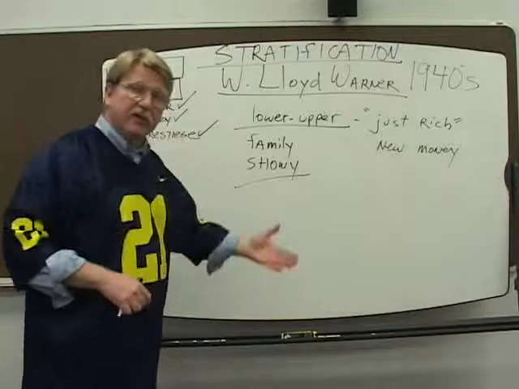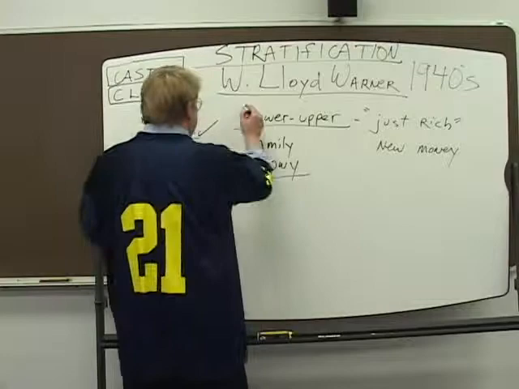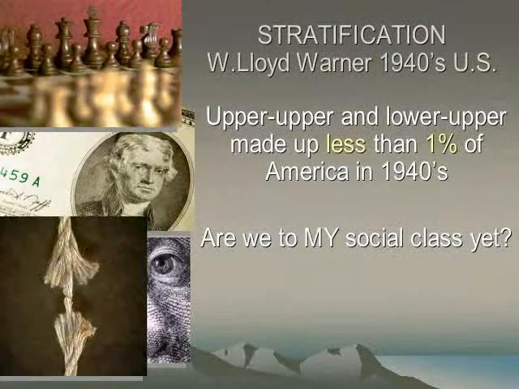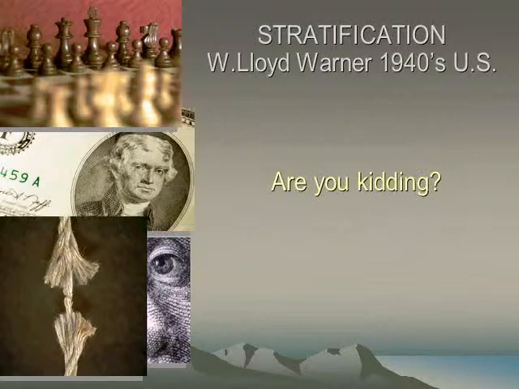The next, and these two groups together, by the way, the lower upper and the upper upper, how much of the population do you think they make? In the 1940s, they made less than 1% of the population. Has that gotten better or worse or different since the 1940s? Has the money become more concentrated in that group, or has it become less concentrated? We'll take a look at that in a little bit.